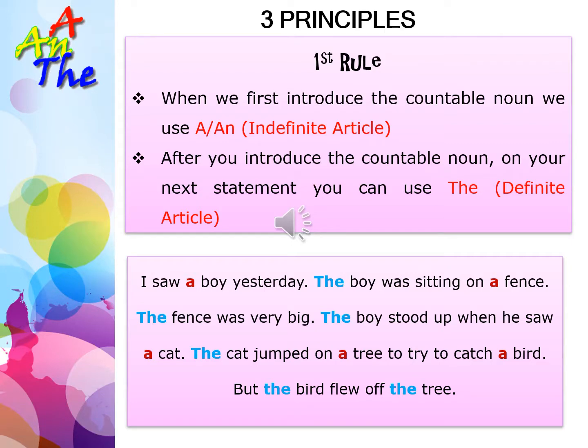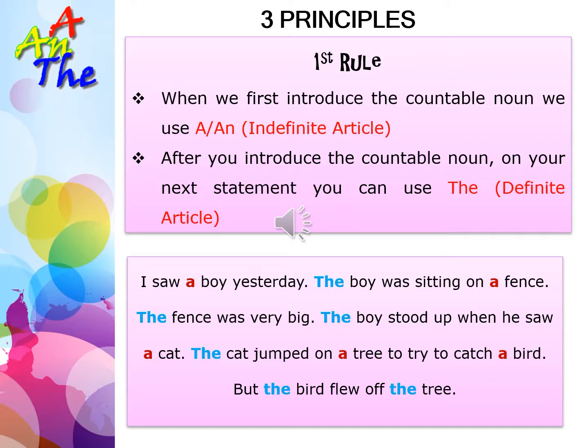Coming to the three principles. The first rule: when we first introduce a countable noun, we use the indefinite article, that is, a or an. After you introduce the countable noun, in your next statement you can use the, which is the definite article.